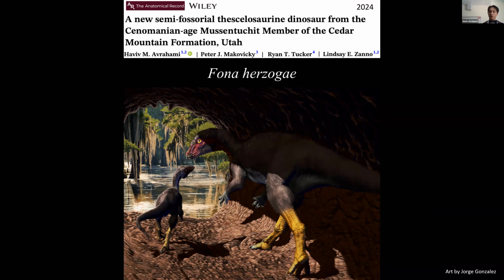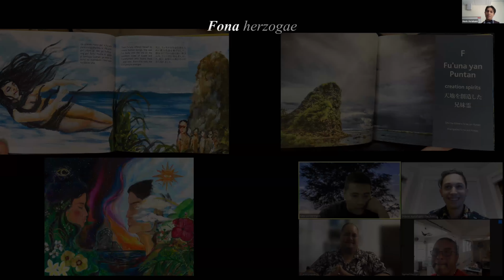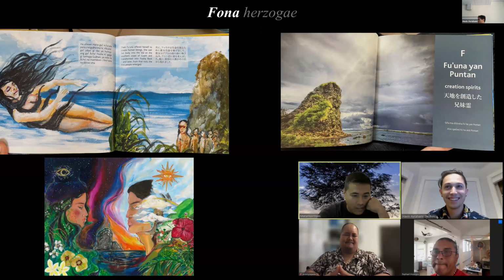And so the genus name Fona comes after the ancestral mythology of the Chamorro Islanders, which is what my people are. And so I spent some time communicating and getting in contact with a number of the indigenous leaders on the island and some other folks that have background in a lot of Micronesian and Polynesian studies. And we talked story for a while and landed on the story of a brother and sister spirit, right?